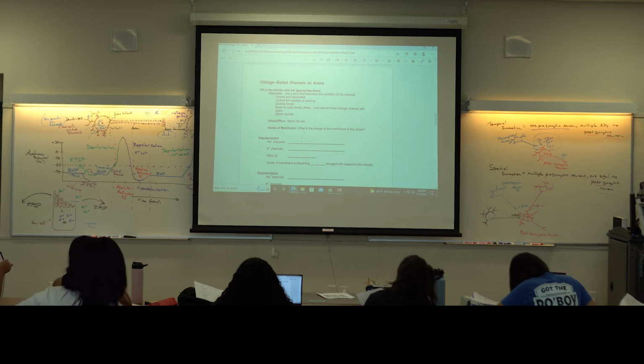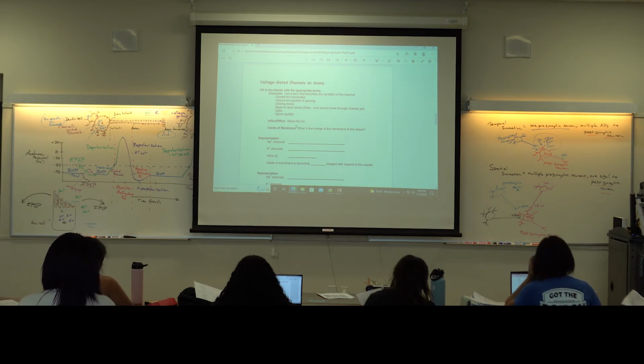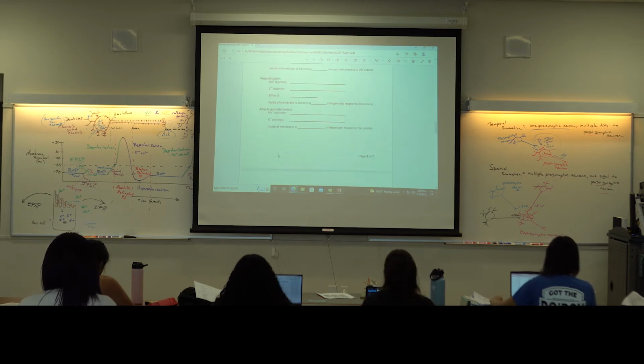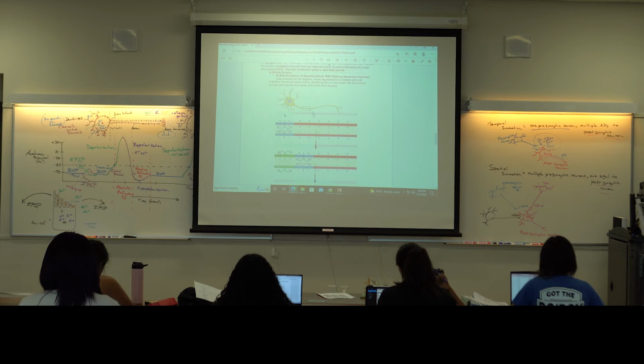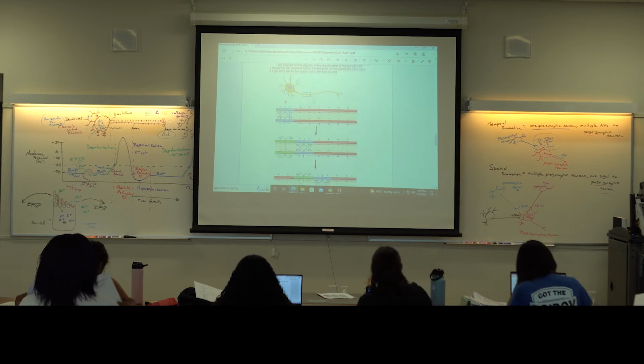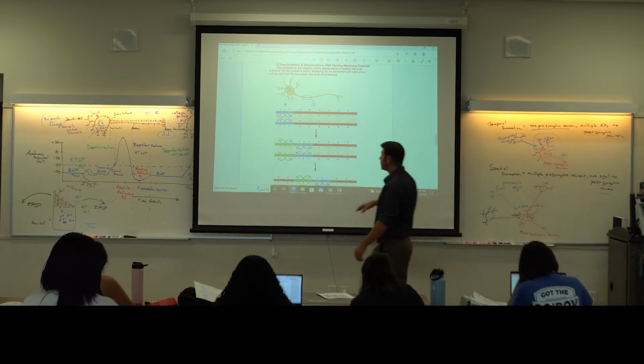On this page is where I was trying to make the distinction between the fact that those sodium voltage gates open very quickly and they also close very quickly. But the voltage-gated potassium channels, they open slow and they close slow. I think this page and the next two pages are also kind of confusing, so I wanted to at least stop here for a second.